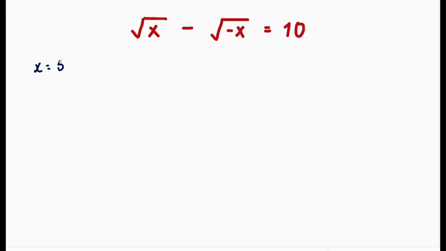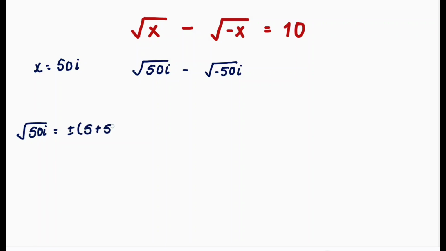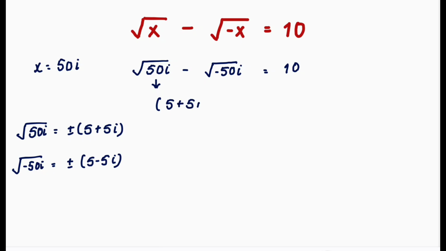If x is 50 iota, the value of square root 50 iota is plus minus 5 plus 5 iota, and for square root minus 50 iota, it is plus minus 5 minus 5 iota. For this to be 10, this can only be 5 plus 5 iota, and this minus of 5 minus 5 iota.